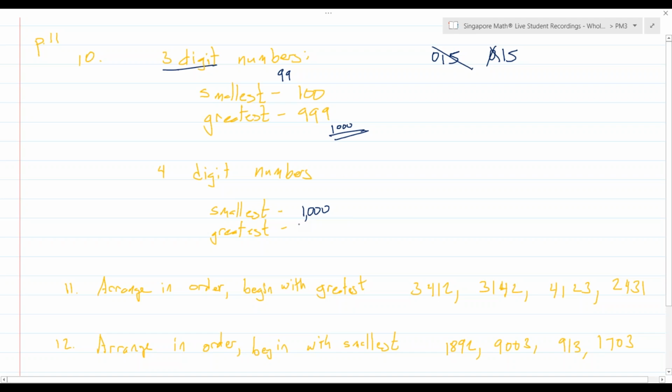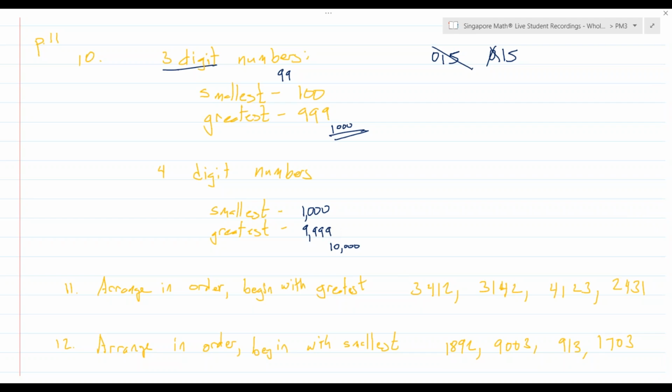The greatest 4-digit number is going to be the number that is just before we become a 5-digit number, and that number is 9,999. That's the greatest 4-digit number that you can write.